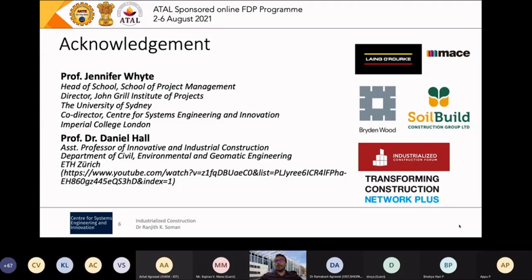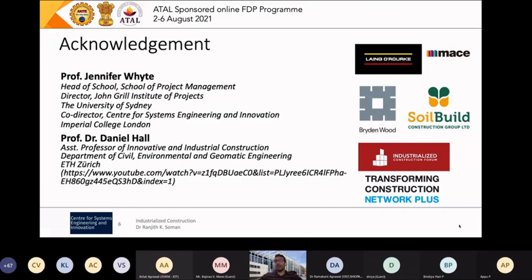I would also like to thank, from the industrial side, Laing O'Rourke and Mace, two of the major contractors in the United Kingdom. They have a lot of innovative approaches in their firms, and they gave us the opportunity to study and understand them in detail, both on the construction side as well as in the factory side.